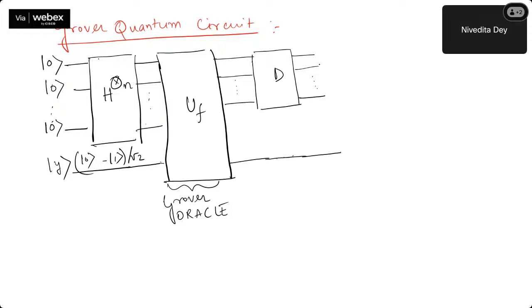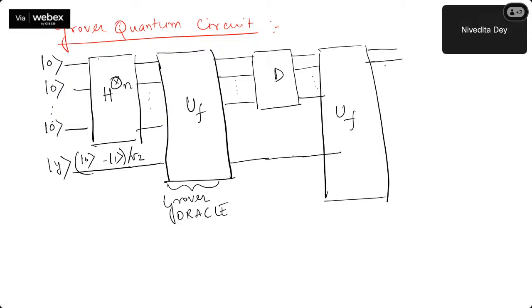Let me write it this way. So now again, it will go to another, this entire thing, UF, this UF, followed by this thing. This is for all the qubits. I'm putting the dots here. Then D. Then again, this output will go. This is likewise. If I go like this, okay.